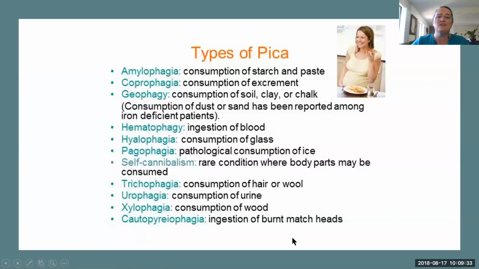These are different types of pica. And yes, some of these are very disgusting. We don't see all of these all the time with women. But like I said, the ones that are common are starch, clay, chalk, ice, that sort of thing. And again, it's because they're lacking something in their diet.